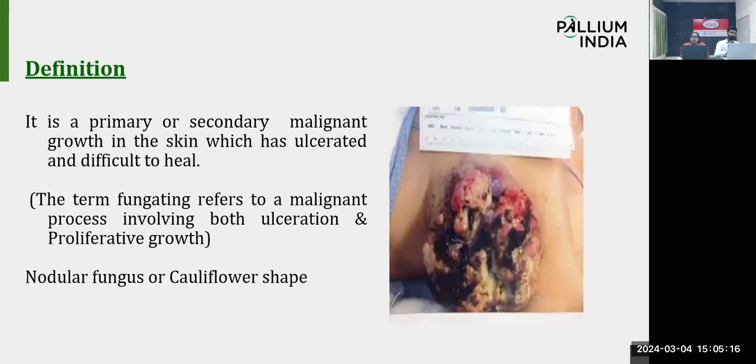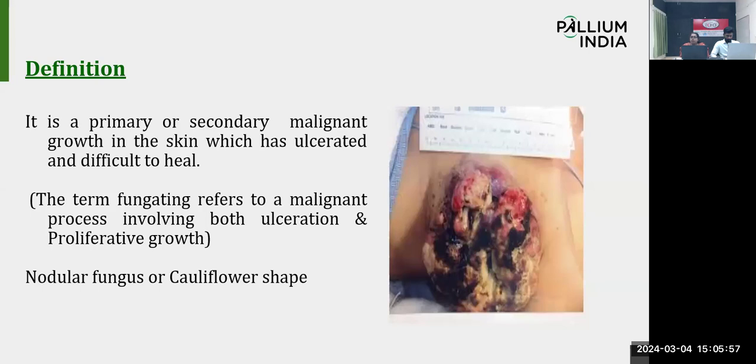So this is the definition. The fungating wound is a primary or secondary malignant growth in the skin, which is ulcerated and difficult to heal. The term fungating refers to a malignant process involving both ulceration and proliferative growth. It looks like a nodular fungus or a cauliflower in shape. So we call this a fungating wound. It's not because of fungal infection.